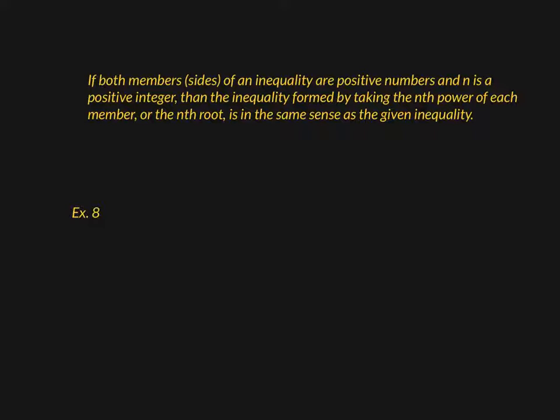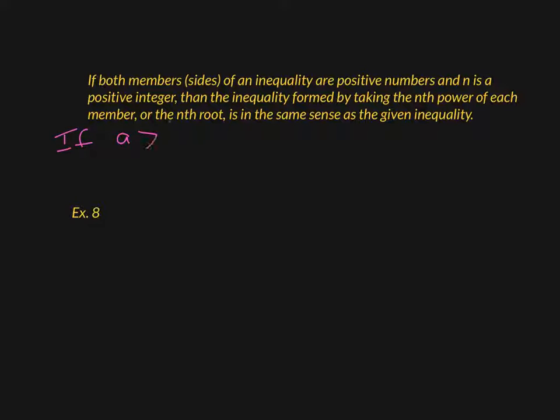Alright, next property is a little different. If both members or both sides of an inequality are positive numbers, and n is a positive integer, then the inequality formed by taking the nth power of each member, or the nth root of each side, is going to be in the same sense, or the same direction, as the given inequality.